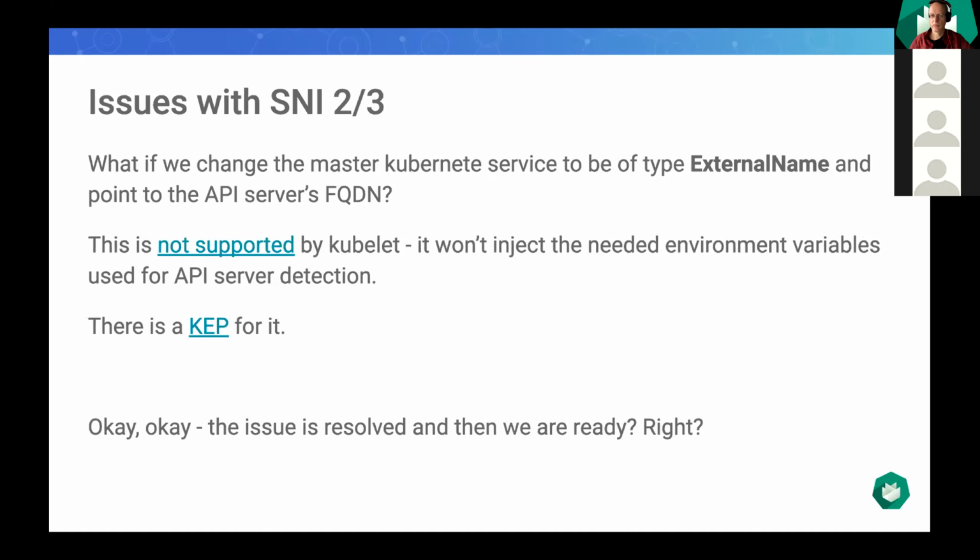So there is a workaround. Pretty much you can have this Kubernetes service, the master service, be of type ExternalName. However, this currently is not supported by kubelet, and kubelet won't inject this environment variable which is needed for automatic discovery. So I've opened a KEP for it.